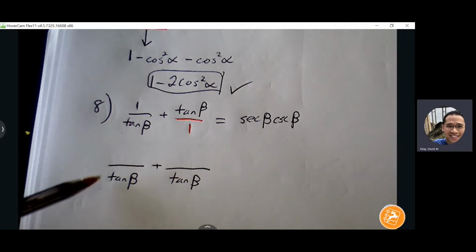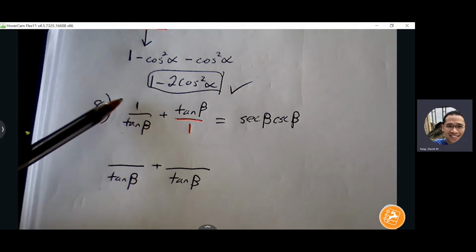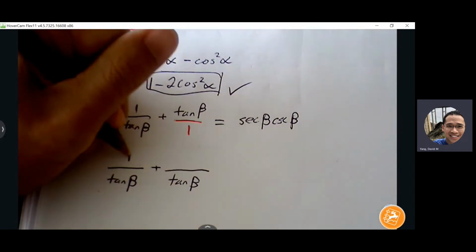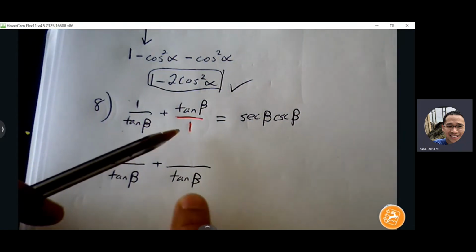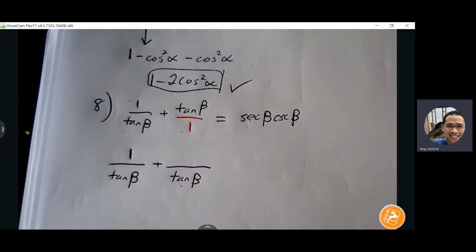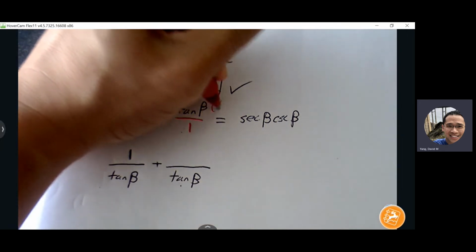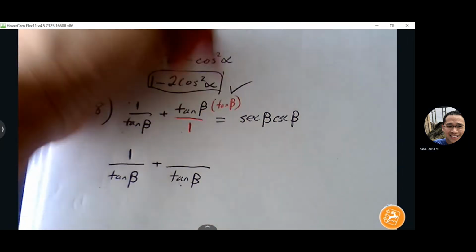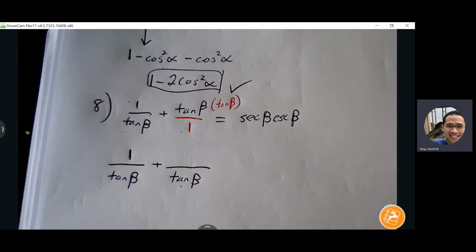Well, the first one, no changes, so I'm just going to bring my numerator down. But the second one, there's a difference, right? I need to multiply 1 by tangent B to get tangent B. So that's what I need to multiply the top by. I need to balance that out. Okay, so tangent B times tangent B is tangent squared B.